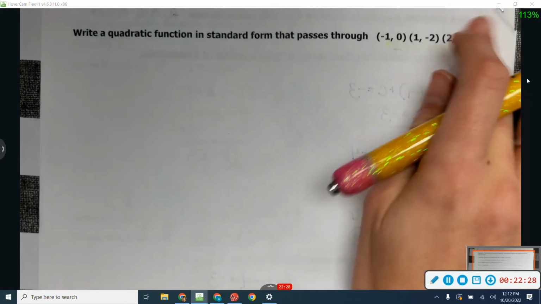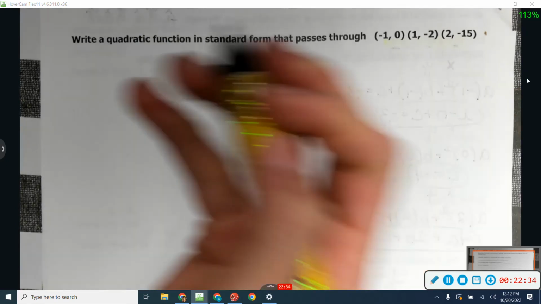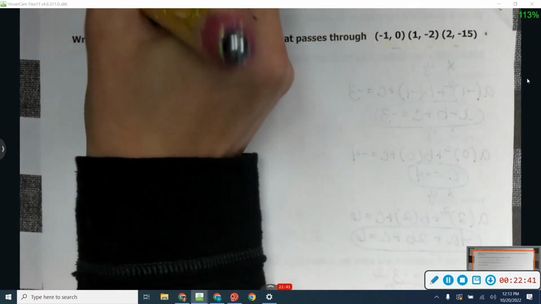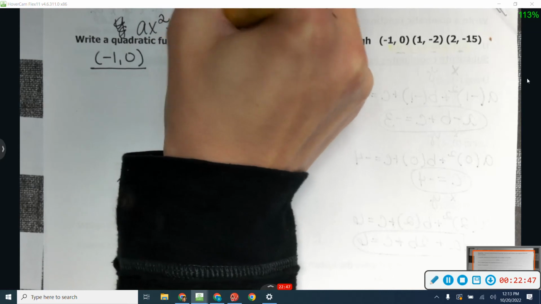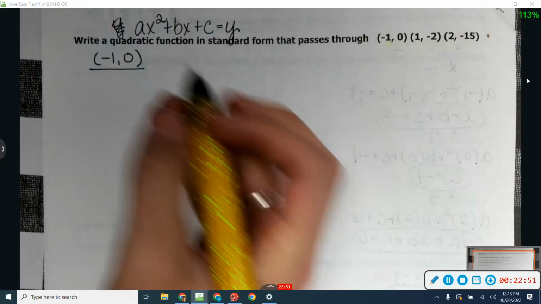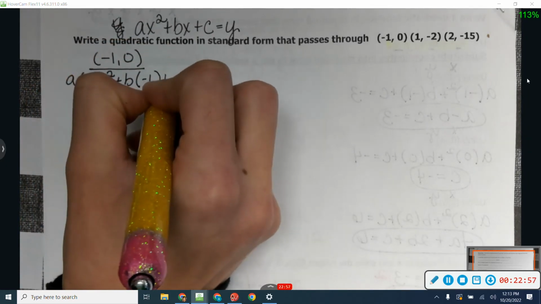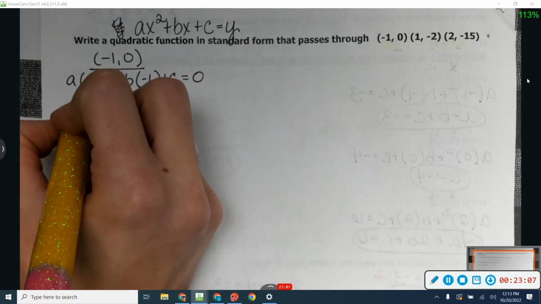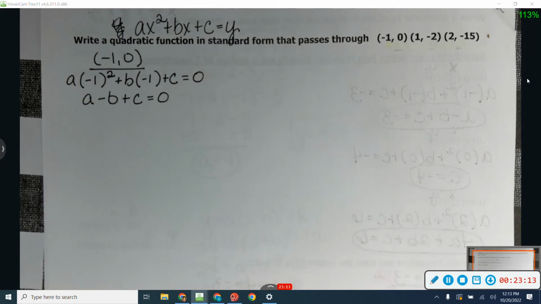Okay, so we're going to do another example. I've got negative 1, 0, 1, negative 2, and 2, negative 15. So my negative 1, 0, I'm going to start with. Remember, if you need to, it's ax squared plus bx plus c equals y. So I've got a times negative 1 squared plus b times negative 1 plus c equals 0. When I clean that up, negative 1 squared is just 1, so I've got a, b times negative 1 is negative b, plus c equals 0.